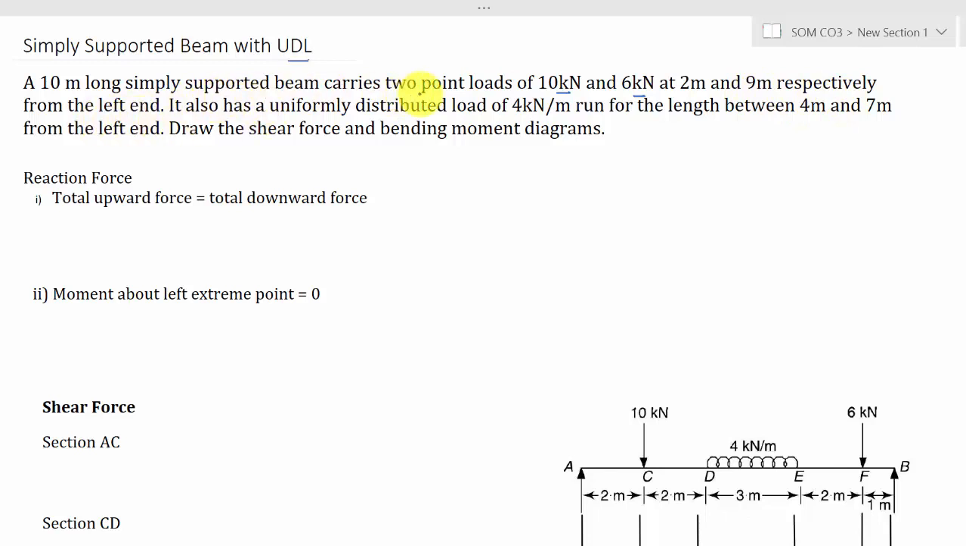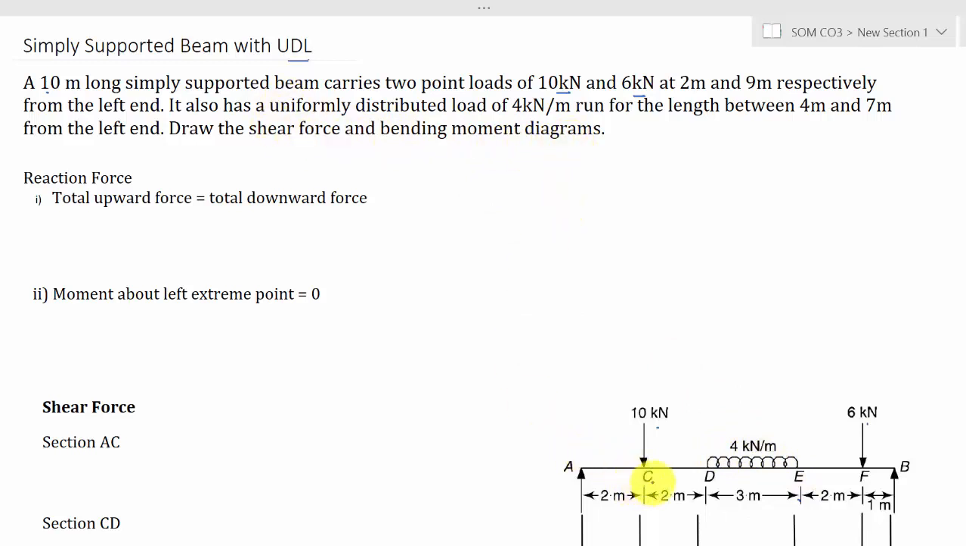So the simply supported beam carries two point loads of 10 kilonewton and 6 kilonewton at a distance of 2 meter and 9 meter from the left end. The overall length of the beam is 10 meter. It also carries a uniformly distributed load of 4 kilonewton per meter run for the length between 4 and 7 meter. Draw the shear force and bending moment diagram.